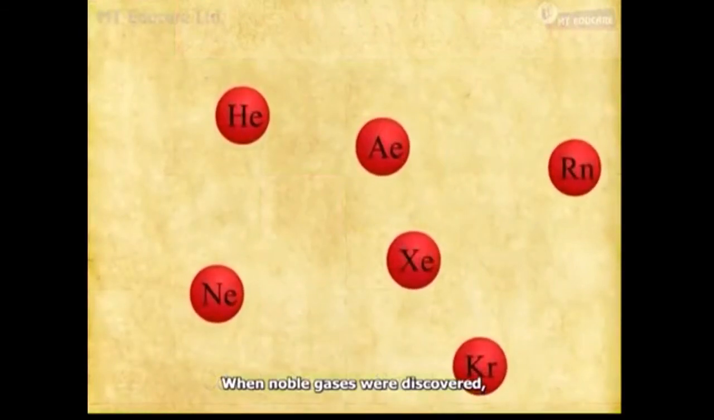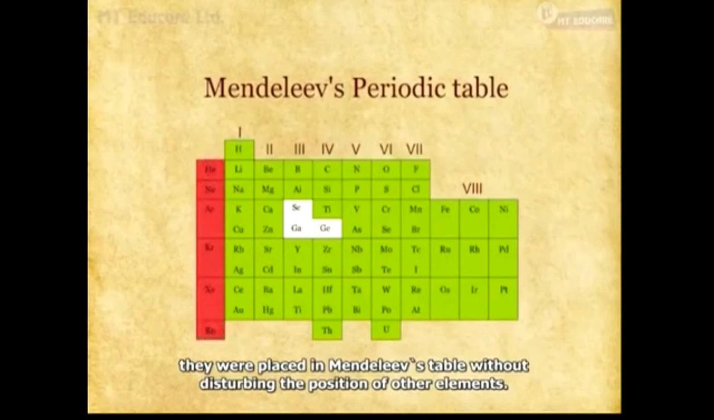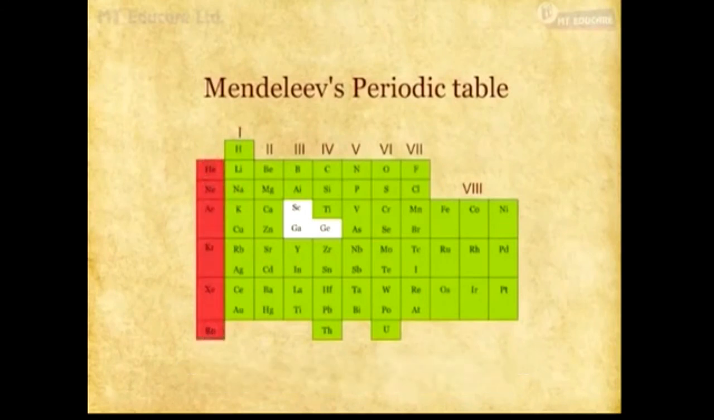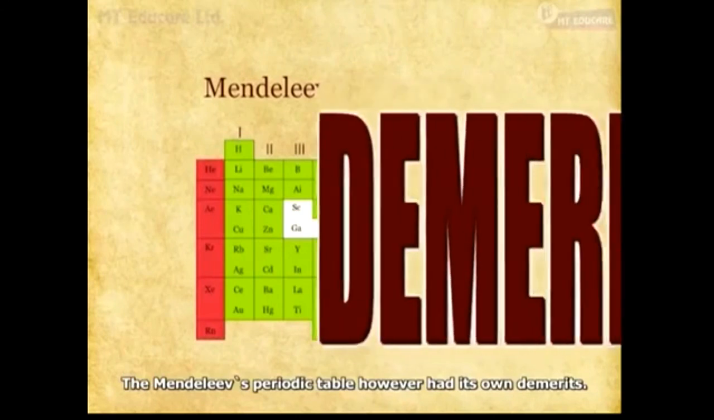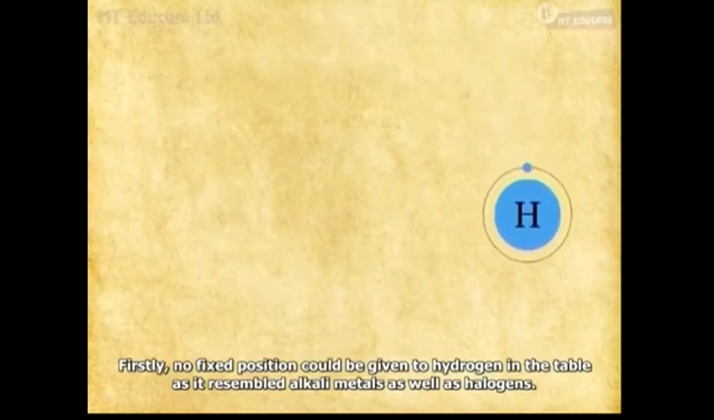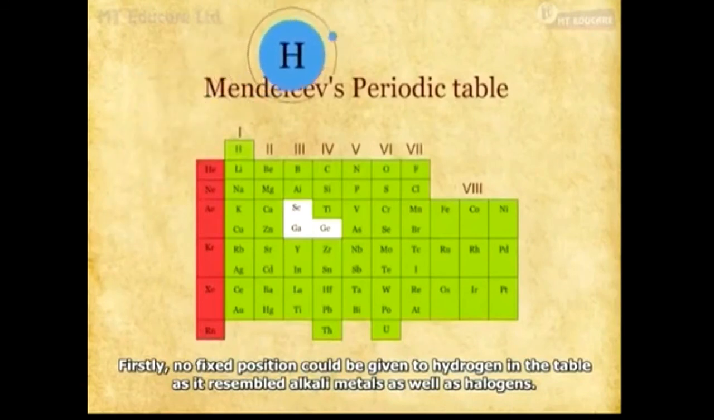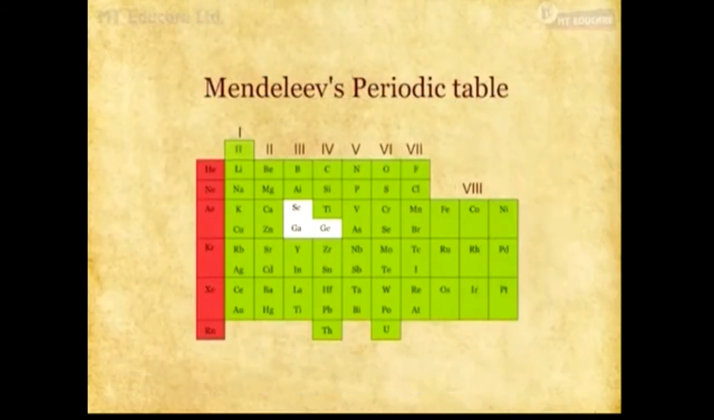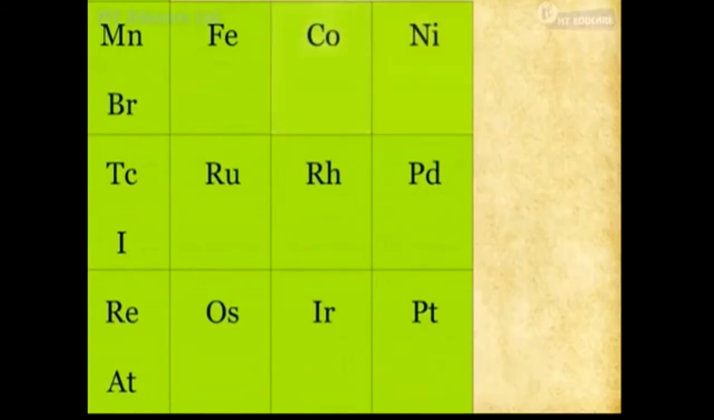When noble gases were discovered, they were placed in Mendeleev's table without disturbing the position of other elements. The Mendeleev's periodic table, however, had its own demerits. Firstly, no fixed position could be given to hydrogen in the table, as it resembled alkali metals as well as halogens. At certain places, an element of higher atomic mass has been placed before an element of lower mass.